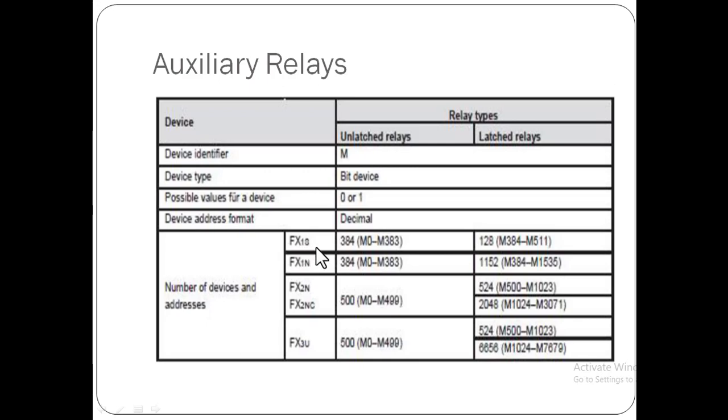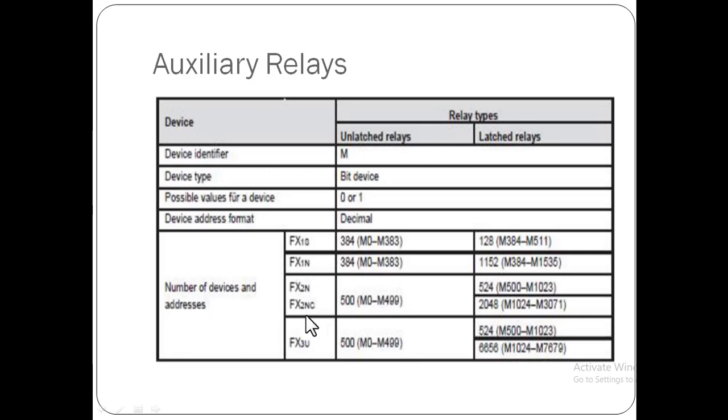In the FX1S Mitsubishi PLC, there are 384 auxiliary relays starting from M0 to M383. These are the unlatched relays. And the latched relays in FX1S are 128, M384 to M511. In a similar way, in FX1N, there are 384 auxiliary relays starting from M0 to M383, and there are 1152 latched relays in FX1N starting from M384 to M1535.